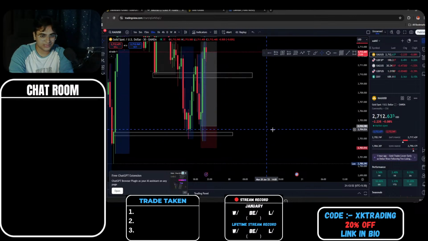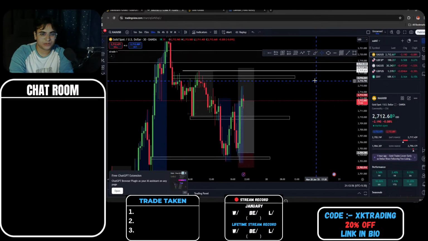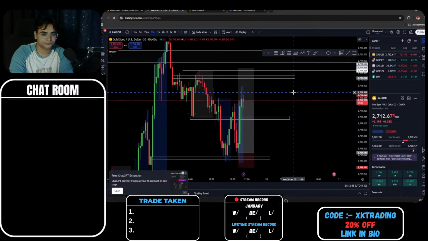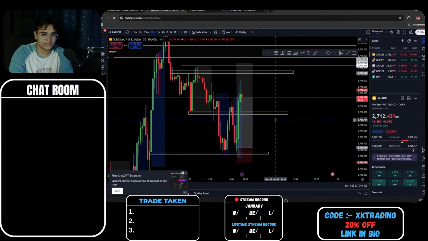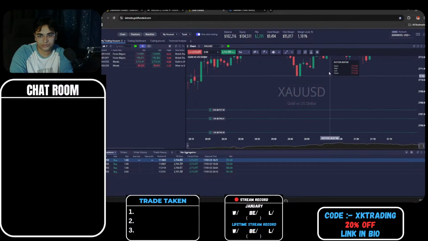I will put everything at break even and let this trade run. And once we hit this mark, I'll be closing another partial. So yeah, that's how we're going to do it. Otherwise, we'll see where price is moving then. But anyway, right now, let me just put the trades at break even.